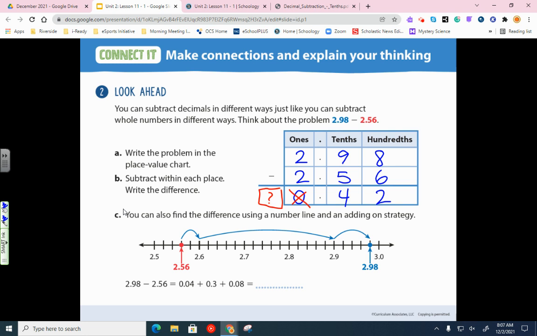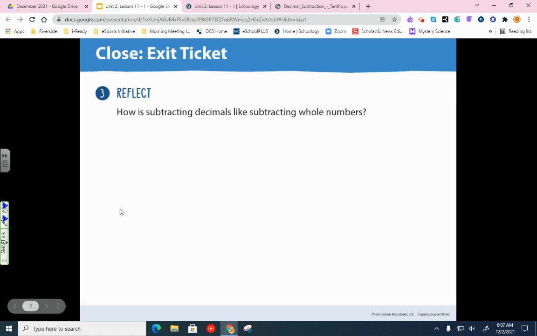You could also find the difference using a number line and adding on strategy. Again, it's useful, I just find it to be impractical. That's why I'm not going to go too much into explaining it. Basically what this number line does is it has all these different jumps, and all these jumps would come up to 42 hundredths.